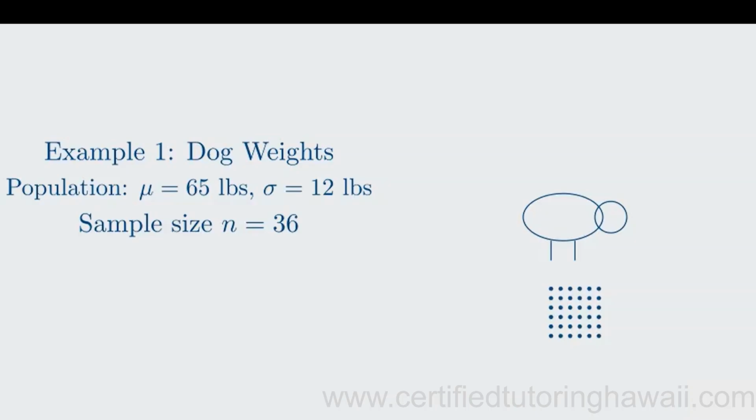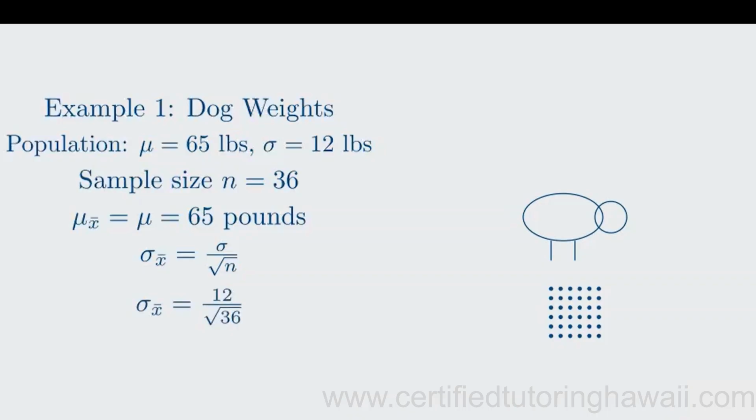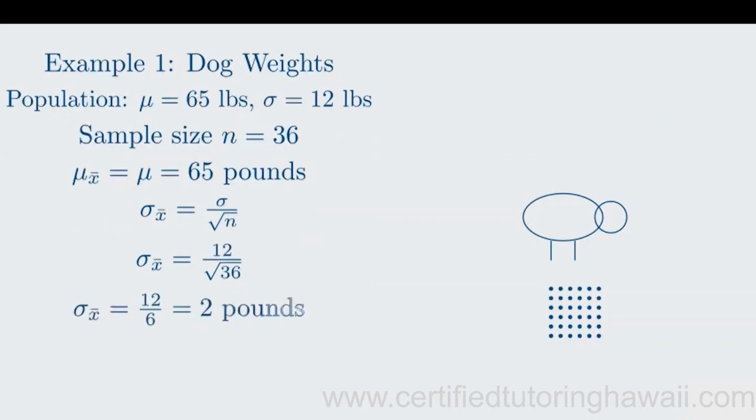Our goal is to find the mean and standard deviation of the sampling distribution of the sample mean weight for samples of this size. First, the mean of our sampling distribution, mu sub x bar, is simply equal to the population mean. So, if we took many samples of 36 dogs, the average of all those sample means would be 65 pounds. Next, we calculate the standard deviation, sigma sub x bar. We take our population standard deviation of 12 and divide it by the square root of our sample size, 36. 12 divided by 6 gives us a standard deviation of 2 pounds.